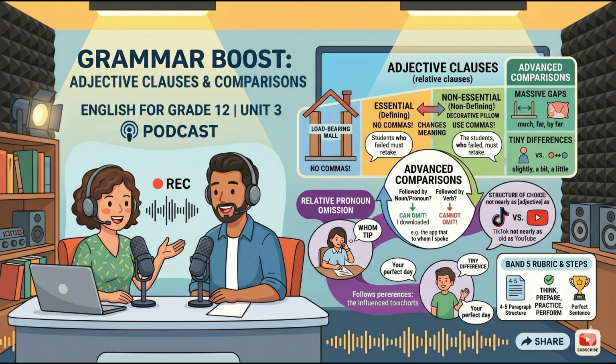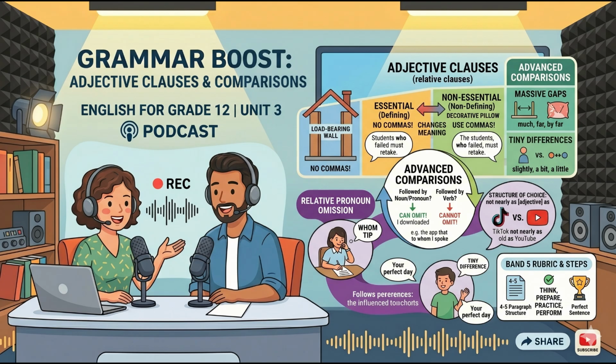So take the phrase, the app that I downloaded. Because I am doing the action of downloading, the word that is just the object. Right, so you can safely drop it and just say, the app I downloaded. Exactly. But if a verb comes right after, like the app that crashed, you absolutely cannot drop it. Got it. So look at the very next word: noun or pronoun, drop it; verb, keep it.